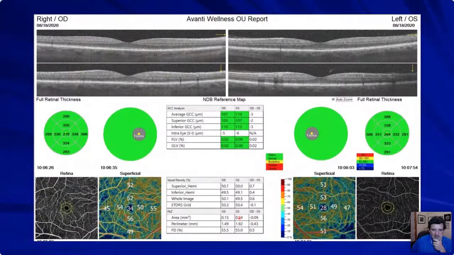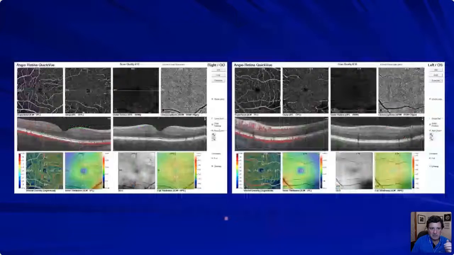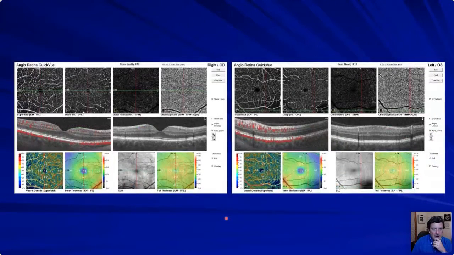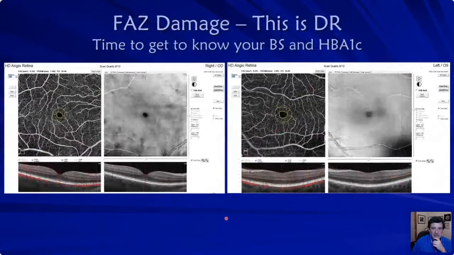This left eye is a little bit bigger than the right eye. Could be just normal. I like to use 0.10. So let's take a look at their foveal avascular zones. This right eye looks pretty good. Maybe a little dropout occurring. I don't like these thinner areas, and you can measure that with some technology out there.